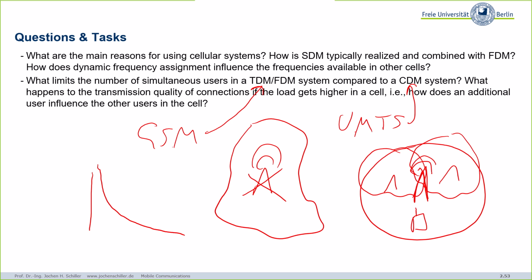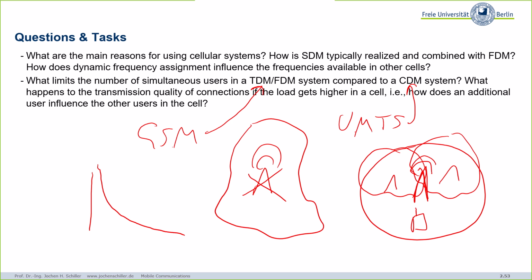That's a problem. And you're right, the number of time slots and the number of channels is the hard limit. At the same time, as long as you haven't reached this limit, you can always add yet another user in a TDM-FDM scheme, and this will not really influence the other users. In CDM systems, you will always influence the other users because you increase the noise in the cell.